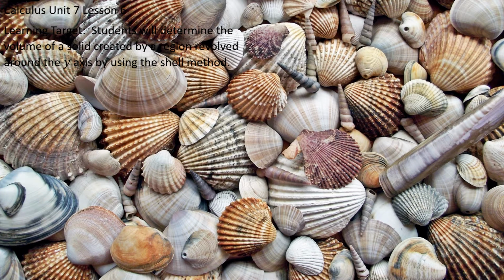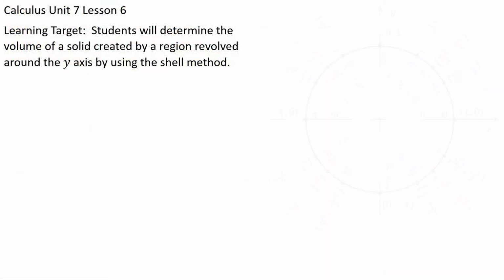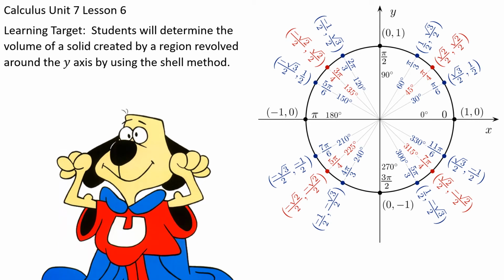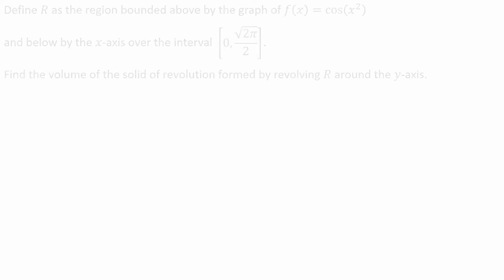Okay, so we're going to spend a little more time with the shell method. All right, shell method is a little bit different from the disc or the washer because we revolve around the y-axis instead of the x. Unit circle and underdog. Interesting.